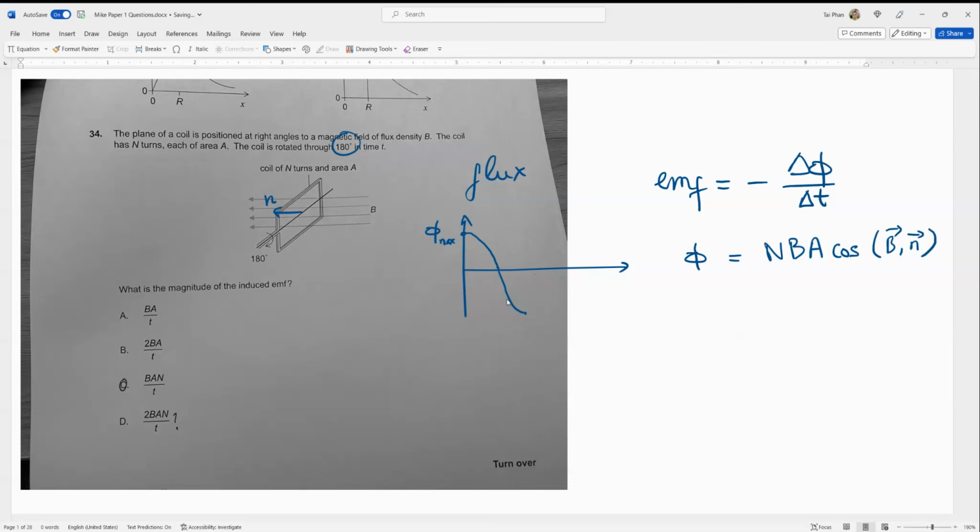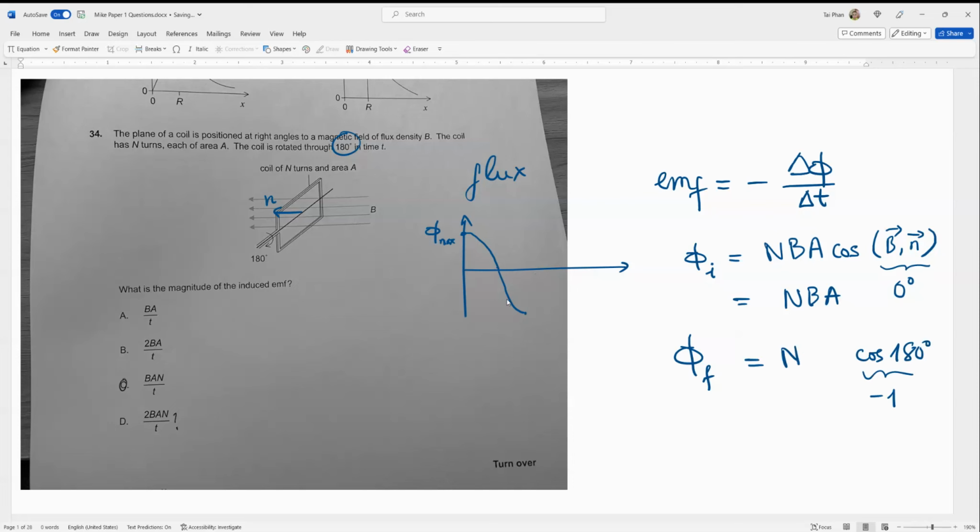The field is pointing toward the surface, perpendicular to the surface, which means the initial angle between the field and the normal line is 0 degrees, and therefore the cosine of 0 is 1, and the initial flux is maximum, which is NBA. When rotating this coil, the coil is rotated 180 degrees. The angle becomes 180 degrees, and therefore the cosine of 180 degrees is -1.